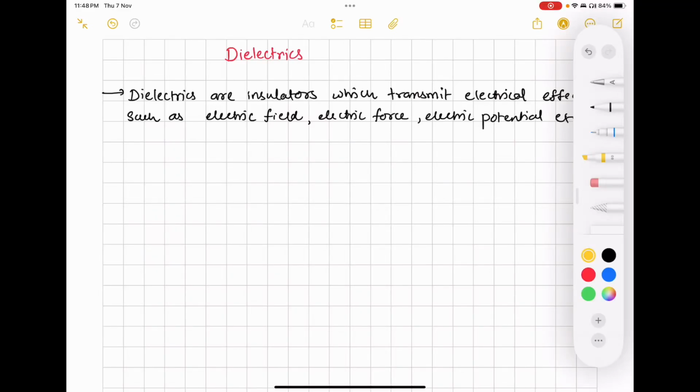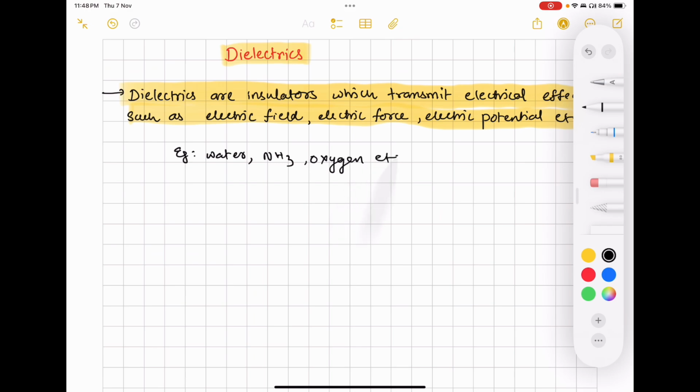So today we will study about dielectrics. Dielectrics are insulators which transmit electrical effects such as electric field, electric force, electric potential, etc. That is, dielectrics are basically insulators that can transmit electrical effects such as electric field, electric force, and electric potential. Examples of dielectrics are water, NH3, oxygen, etc.